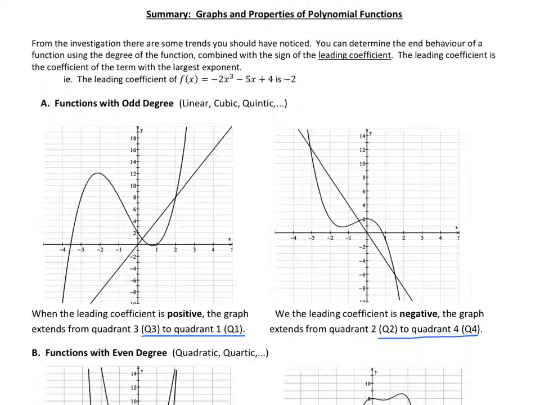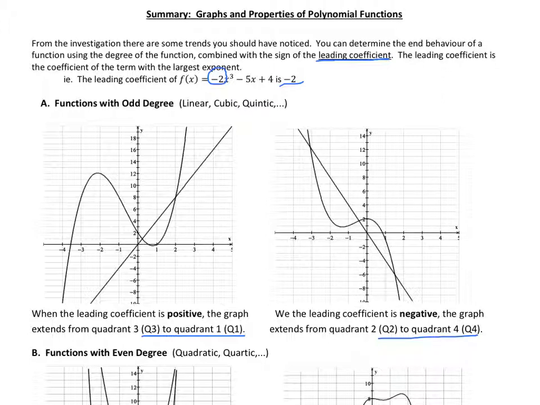Now, what determines whether it will be from quadrant 3 to quadrant 1 or from quadrant 2 to quadrant 4? To determine that, we need to look at what we call the leading coefficient, and I've given you a definition for that term at the top of your note. So the leading coefficient is the coefficient of the term with the largest exponent. So for example, the leading coefficient of f of x right here is -2.